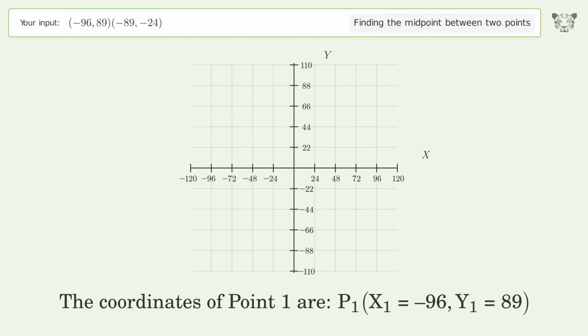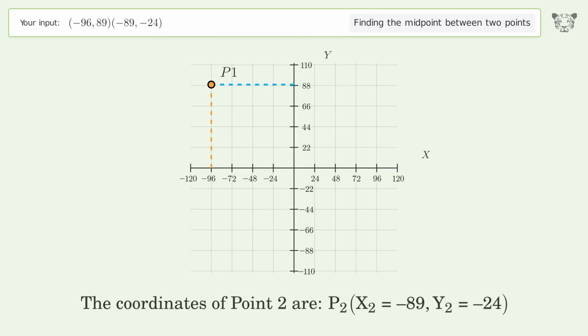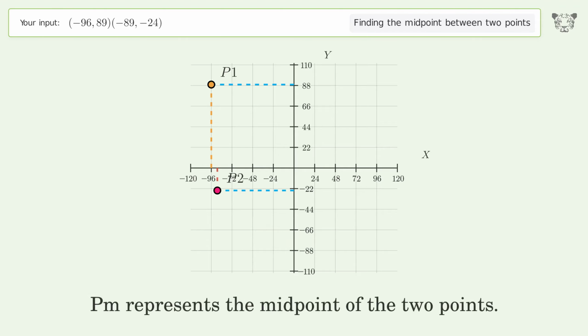The coordinates of point 1 are, x1 equals negative 96, y1 equals 89. The coordinates of point 2 are, x2 equals negative 89, y2 equals negative 24. PM represents the midpoint of the 2 points.